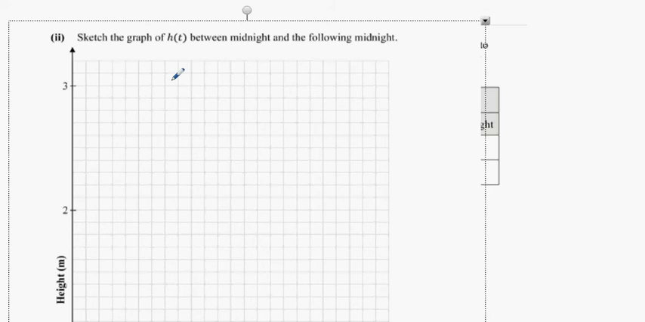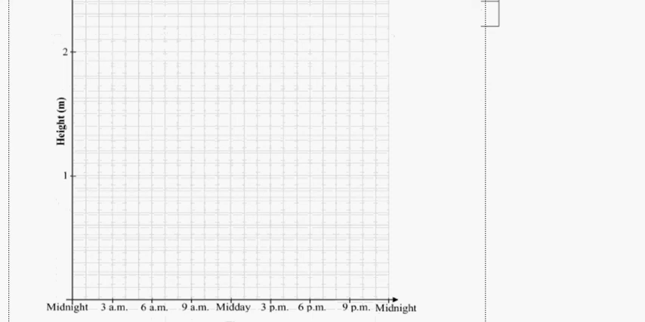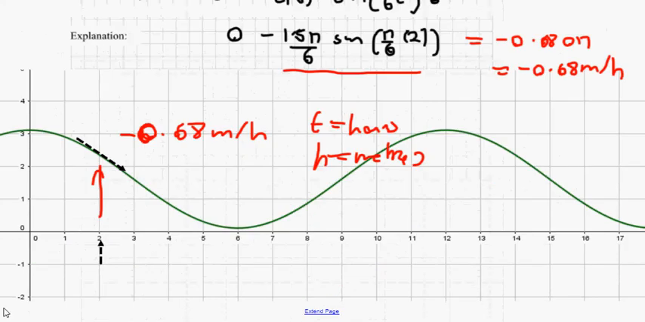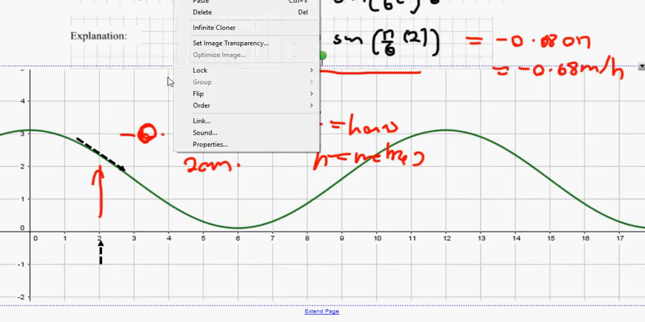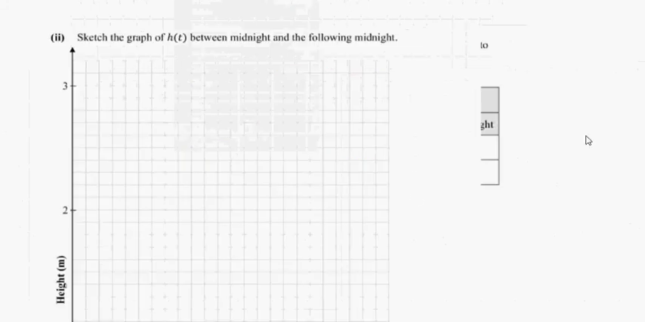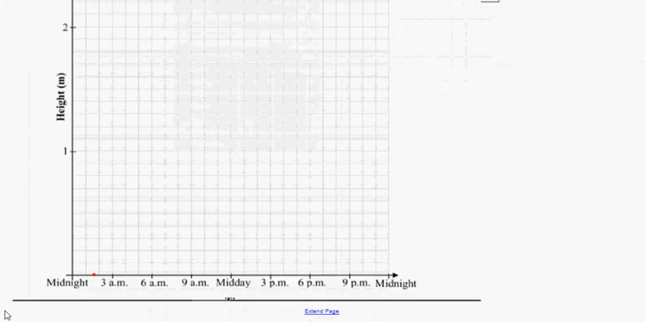Sketch a graph of H(t) between midnight and the following midnight. Well, lucky for me, I've already done this. Now, it says it starts at midnight, so that means that this 2 a.m. slot, which we were looking at a second ago, must have been the 2. This must be 2 a.m. in the morning. Now, I'm very much going to just use what I have here as the sketch, so maximize my time. I'll just make it fit.